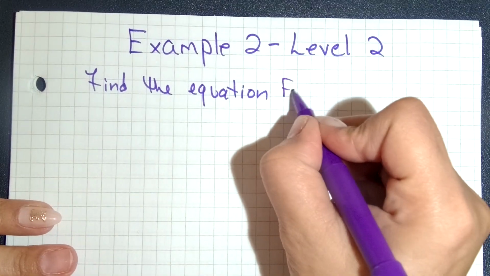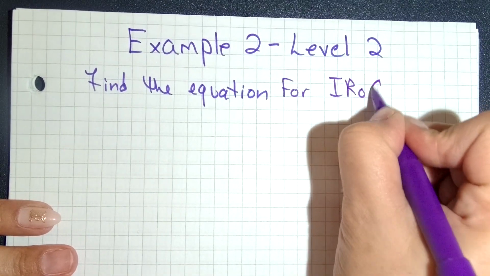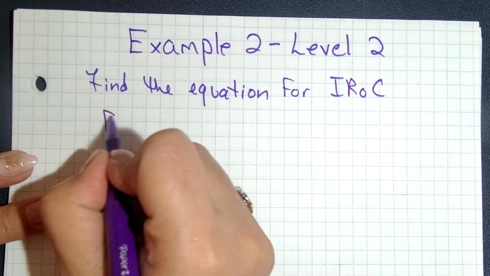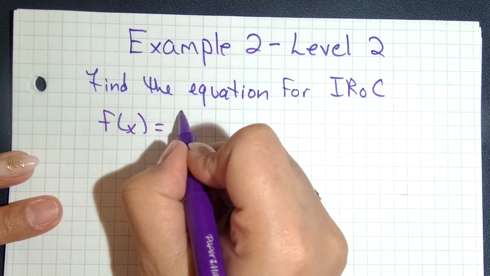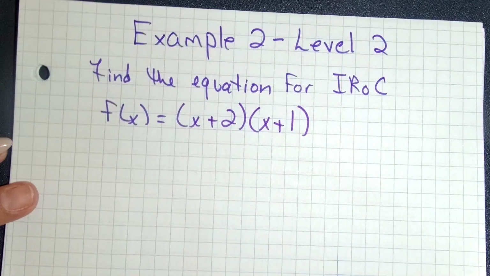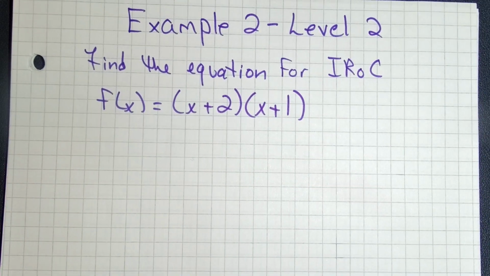Find the equation for the instantaneous rate of change. All right, so the function is, we have f of x is equal to x plus 2 times x plus 1. Before we do anything, we want to simplify as much as possible. What should we do then to these two binomials?